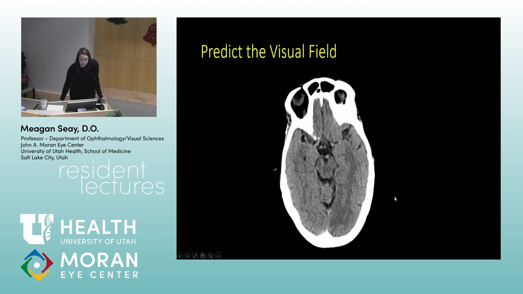So you can see that area of hypodensity, where you have a decrease in the gray-white differentiation, right there. And what does that mean for all the ophthalmologists here? This person probably had a stroke in this area. Sometimes you're surprised on MRI, but they probably had a stroke, probably several hours ago.